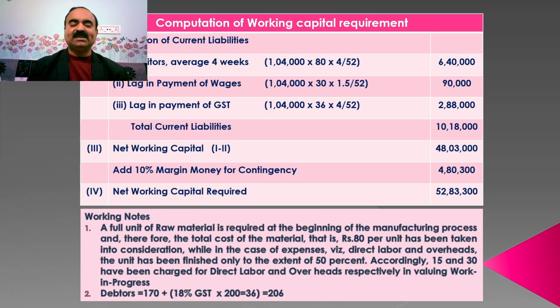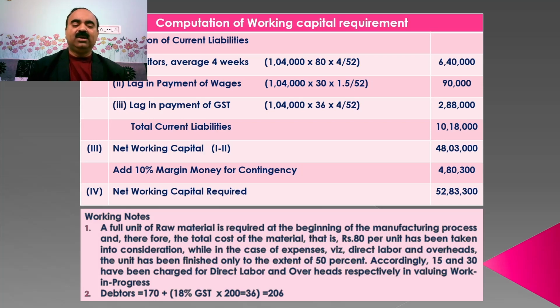I have given working notes for the case study. Working note number 1: A full unit of raw material is required at the beginning of the manufacturing process, and therefore the total cost of the material, that is rupees 80 per unit, has been taken into consideration. While in the case of expenses, namely direct labor and overheads, the unit has been finished only to the extent of 50%. Accordingly, 15 and 30 have been charged for direct labor and overheads respectively in valuing work in progress.